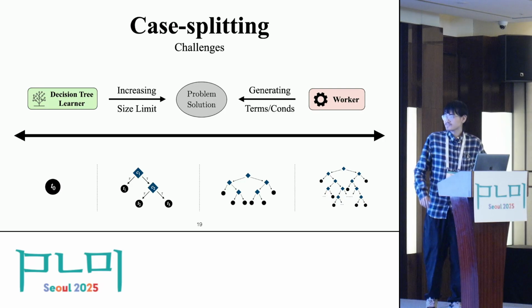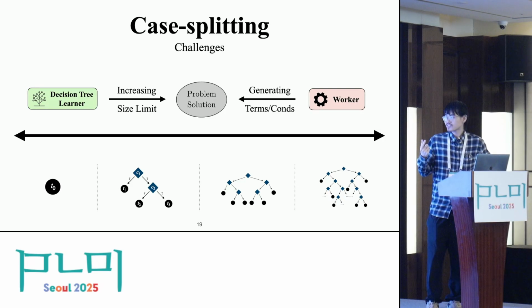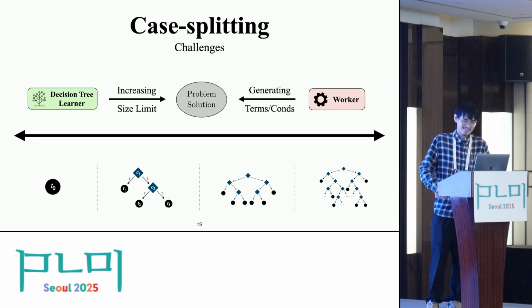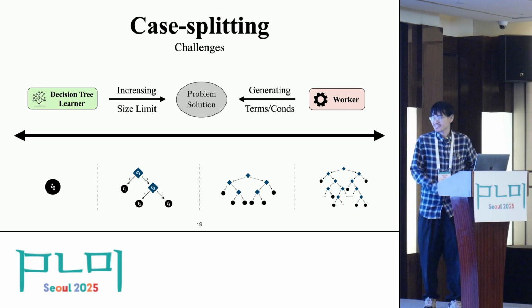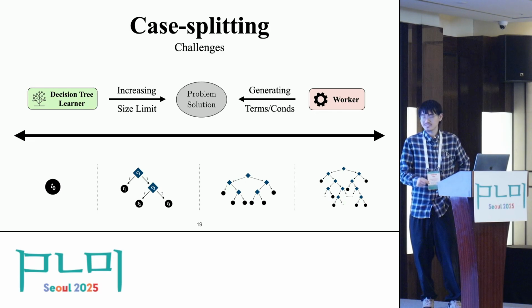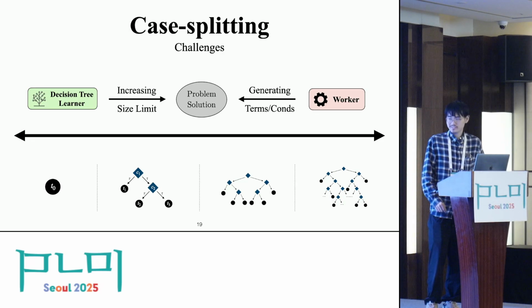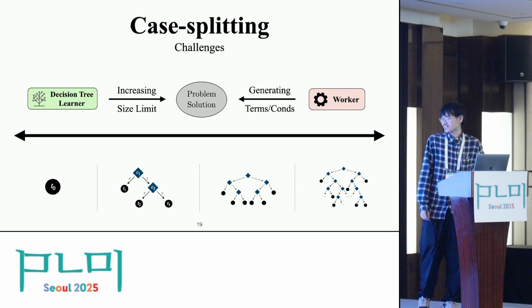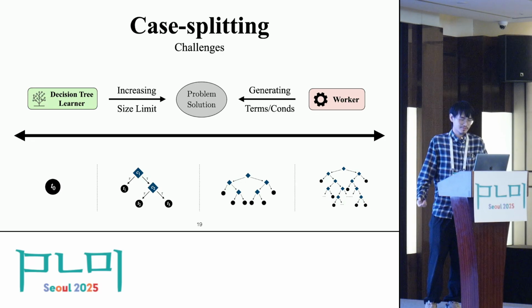Our approach is basically to use a decision tree learner, which is constantly trying to learn a larger and larger decision tree by constantly increasing the size limit. We also have a worker which constantly generates new terms and conditions and adds them to a pool for the decision tree learner to learn a new decision tree. So the worker will constantly try to make a smaller decision tree, but the tree learner will try to learn a larger and larger decision tree. At some point, these two searches will meet in a middle point, which provides a solution.